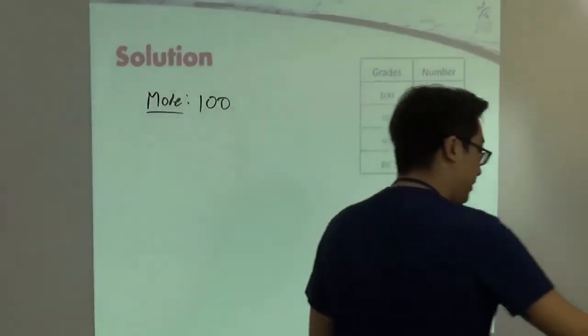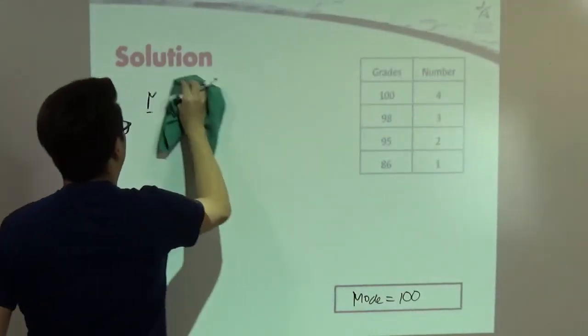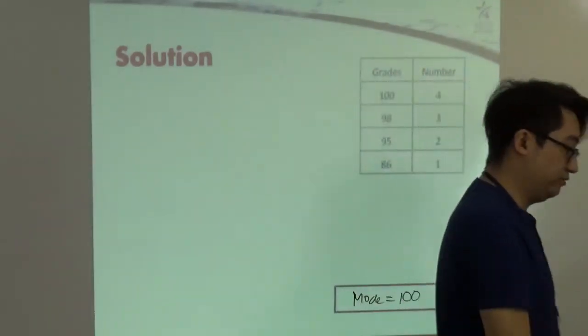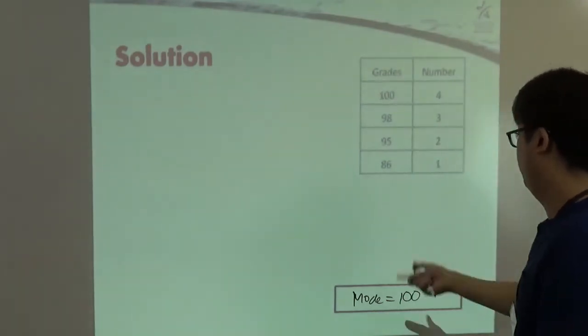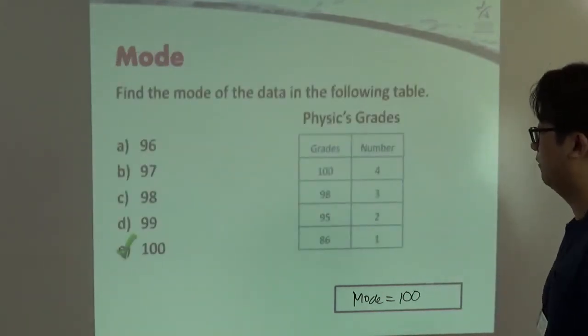Right? So there's not much calculation for this one. All you have to do is interpret the data. You look at the data and see what the most recurring number is, which is 100 in my case. There we go.